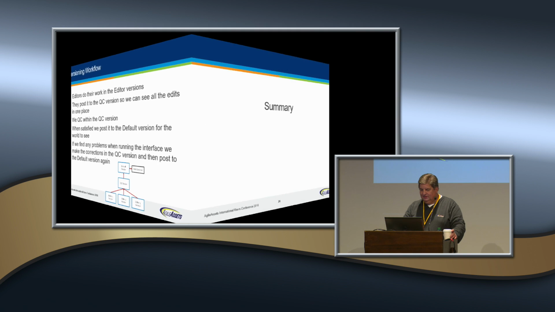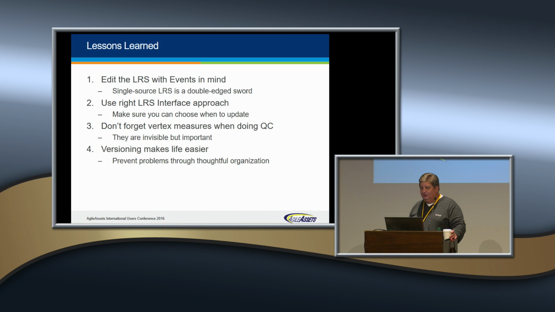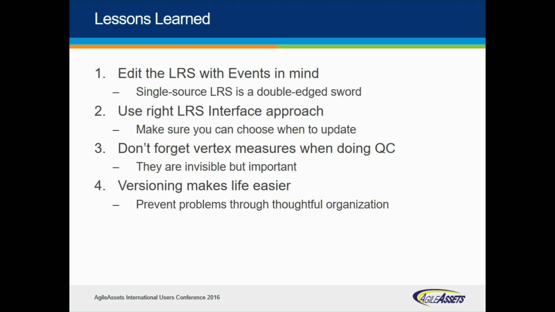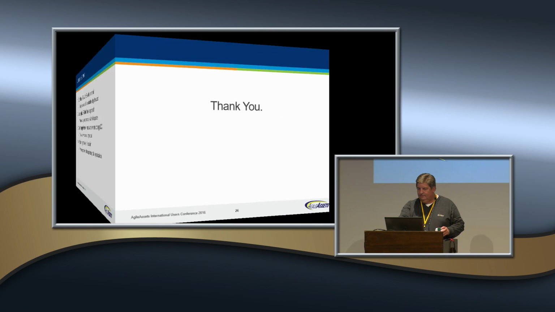So that's some of the lessons learned, a quick run through. The biggest thing, number one, is be thinking as you're doing your LRS edits: make sure editors do things with events in mind, and you, as a data owner, make sure that the edits they did don't do something to your data you don't want. We have a lot of good tools and reports that help you with making that evaluation. Any questions?